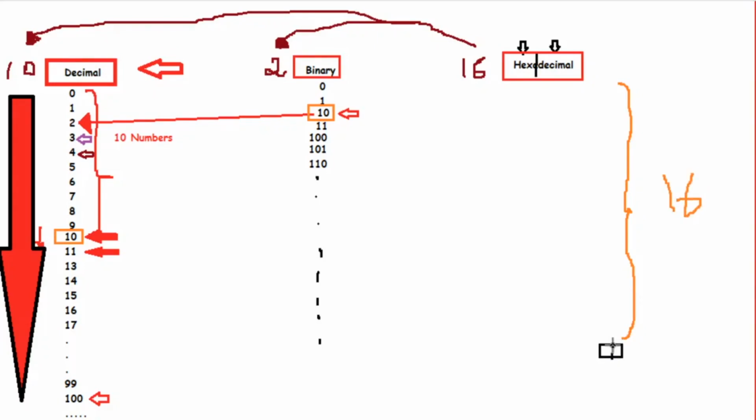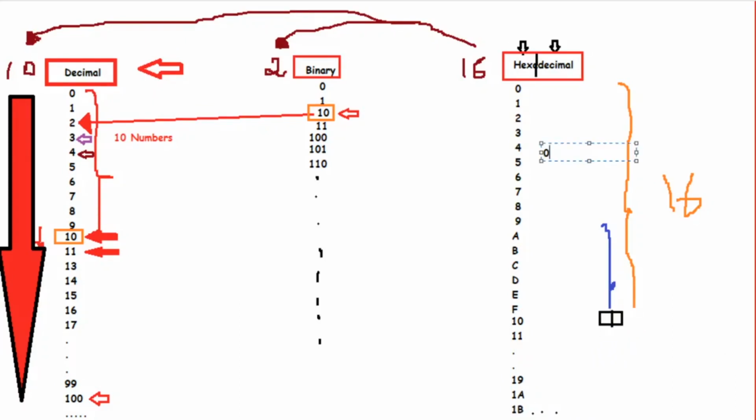In hexadecimal, we'll have 16 single digits and then 2 digits. The first ones will be 0, 1, 2, 3 to 9, and to fill up this gap here, they decided to use the alphabet. A, B, C, D, E, F, and that's it. And then comes 10, 11 to 19, and then 1A, 1B, etc. I think I need to move this one up here. So hexadecimal is from 0 to 9, A to F. The other letters are not included.